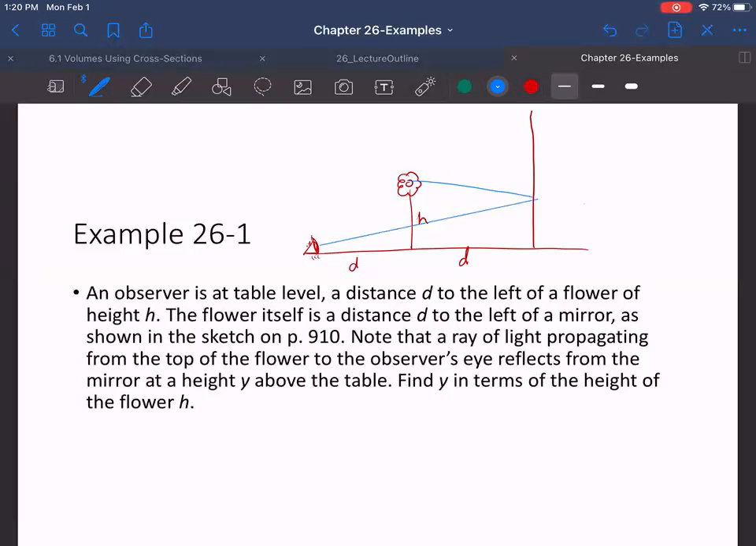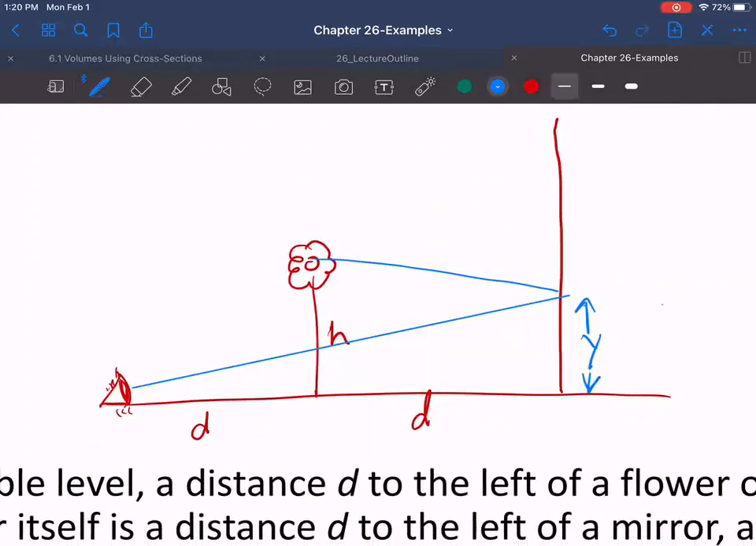Okay, this is what we have. It's a height Y above the table where it hits. It says find Y in terms of the height of the flower. So this is where you've got to start thinking geometry, right? Let's zoom in on this and see what geometry we can come up with.